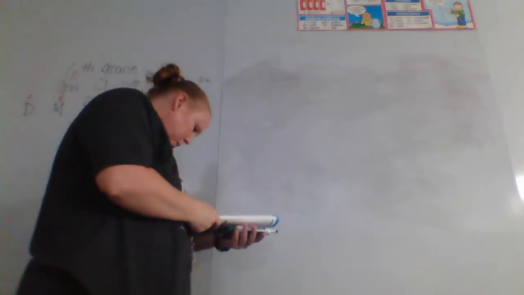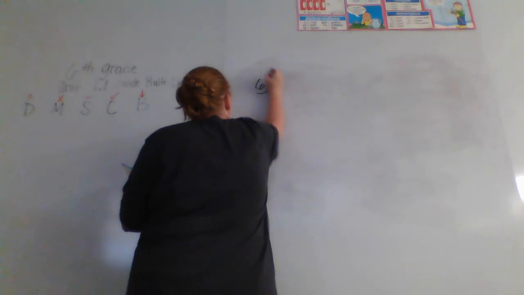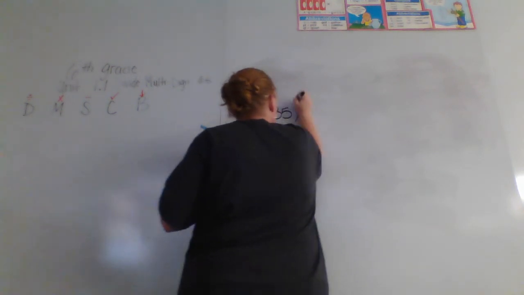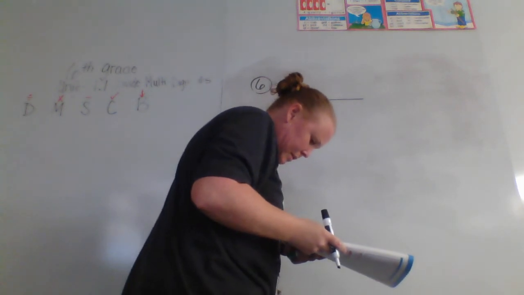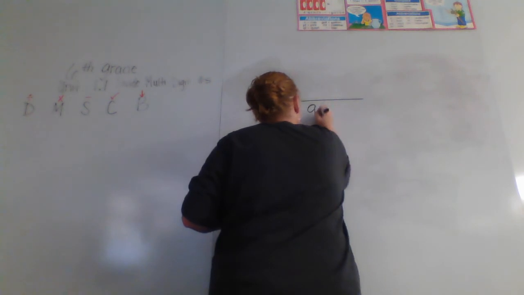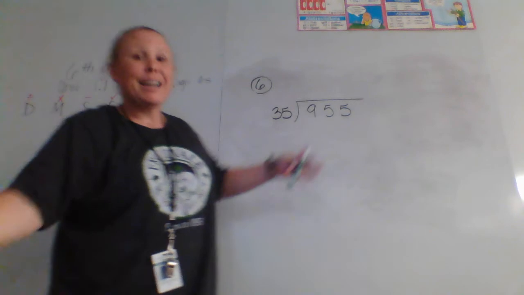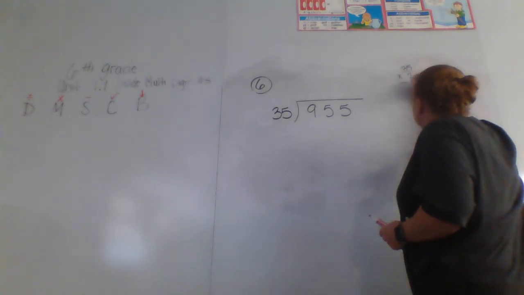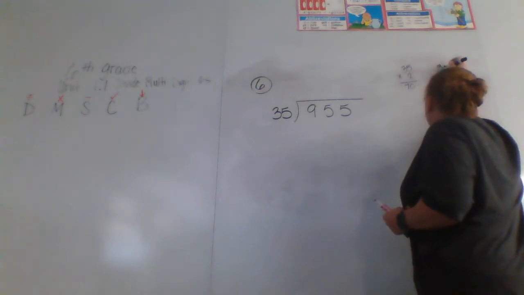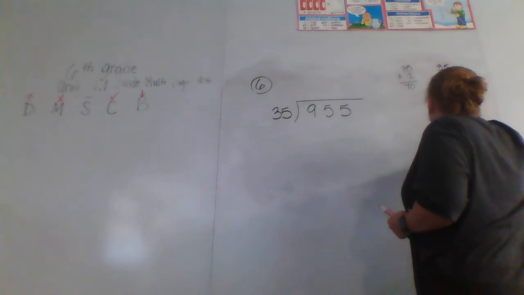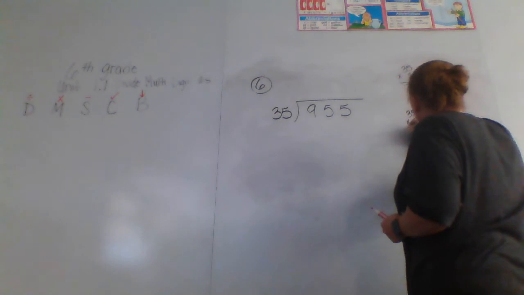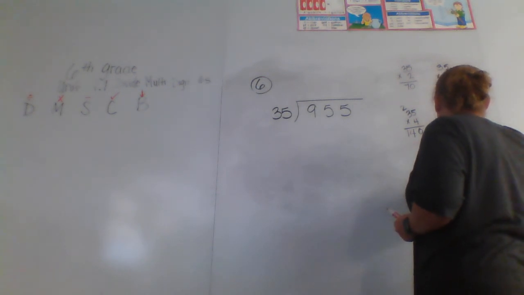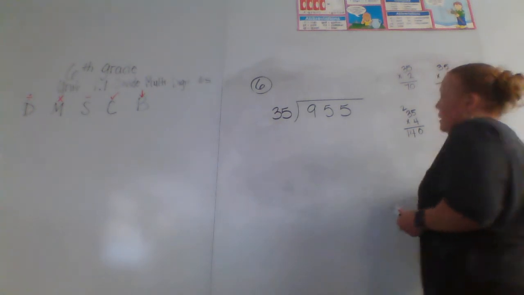Okay. We're going to do number 6. Okay. So number 6 says 35 into 955. Okay. I don't know my multiples of 35, so I got to do some math. So I know that 1 is going to be 35, but 35 times 2 is going to be 70. 35 times 3 is going to be 105. 35 times 4, it's going to be 140. 35 times 5 is going to be 175. And let's see if we can get by on that for now, okay?